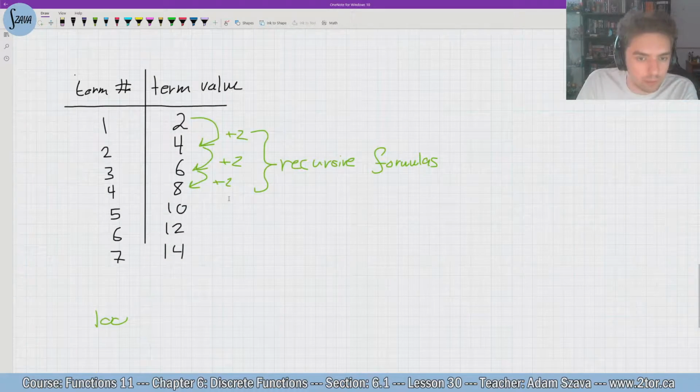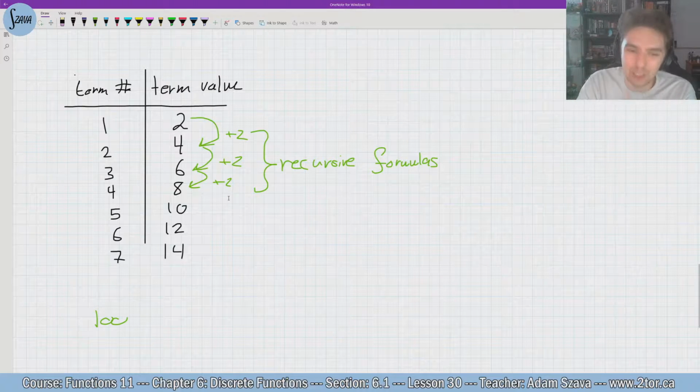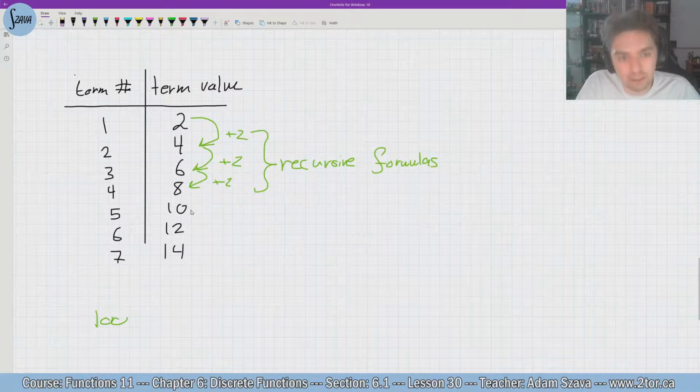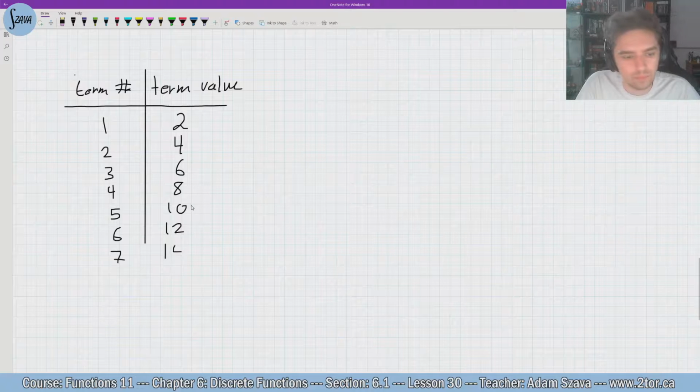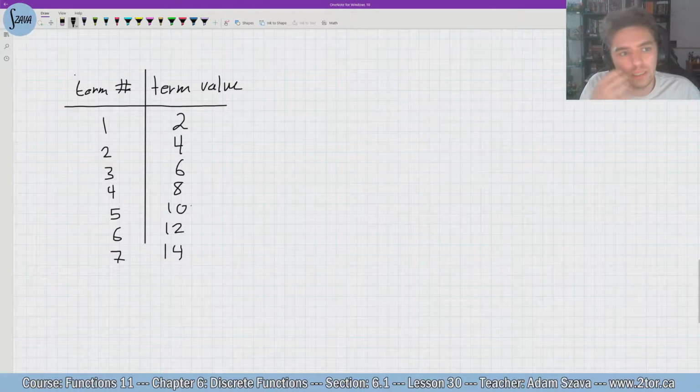With a recursive formula, that's not true. You can tell me what the value of the term is as long as you know what the last term was. You can tell me what term 8 is because you know what term 7 is. But you can't tell me what term 100 is without finding all those steps in between. So we've got to find the explicit formula for this particular sequence. The way we're going to do that is to notice a pattern here.